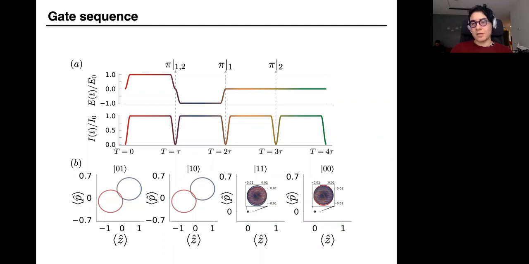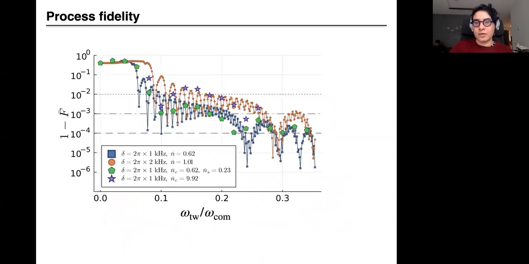The phase that you accumulate depends on the area that these circles actually enclose. So you can see then that really the 1, 1 and 0, 0 will not get the phase, whereas the 1, 0 and 0, 1 states will acquire a phase if you time it correctly.